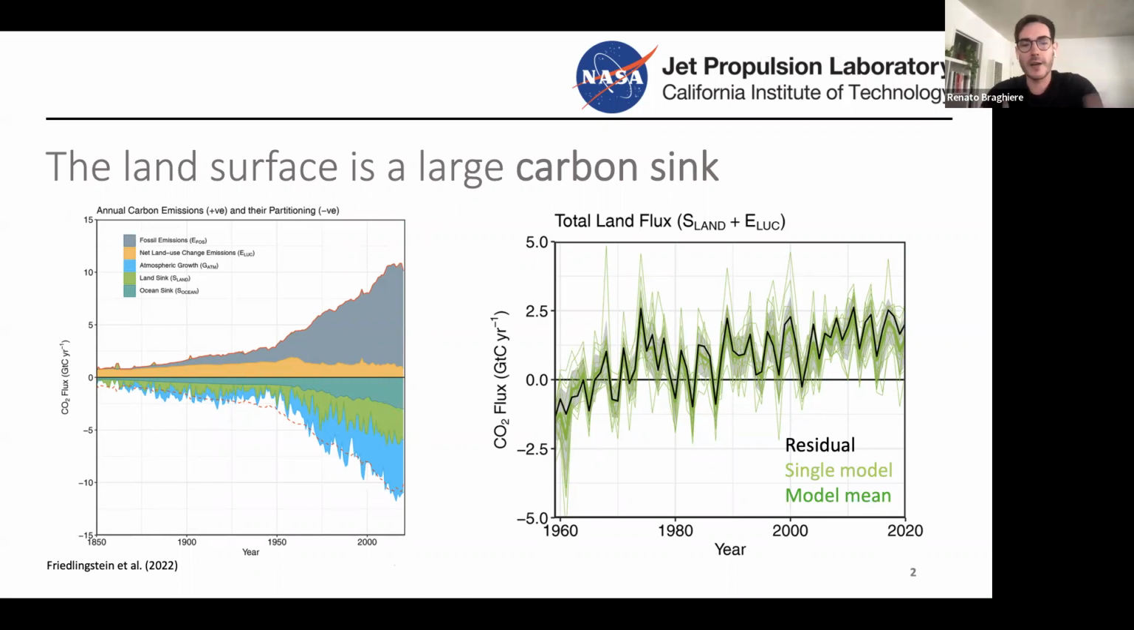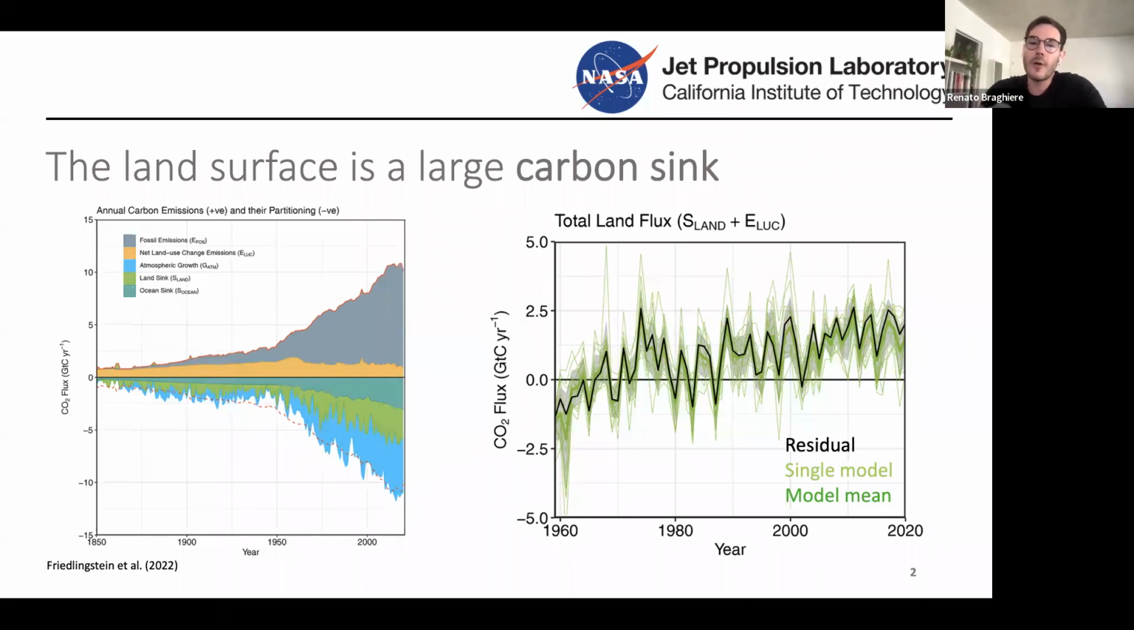The remaining part, whatever is not going into the oceans or being absorbed by the land surface via photosynthesis, remains in the atmosphere and causes climate change. The figure on the right-hand side shows a time cut of the same plot, but now the sink is the positive axis. And we can see that since the 60s, the land surface has been acting as a relatively strong carbon sink, mainly due to the CO2 fertilization effect of photosynthesis.